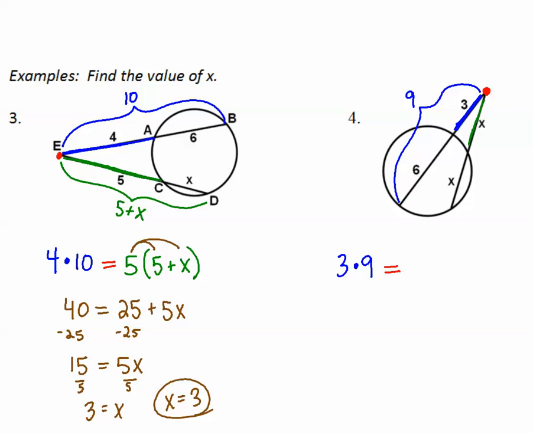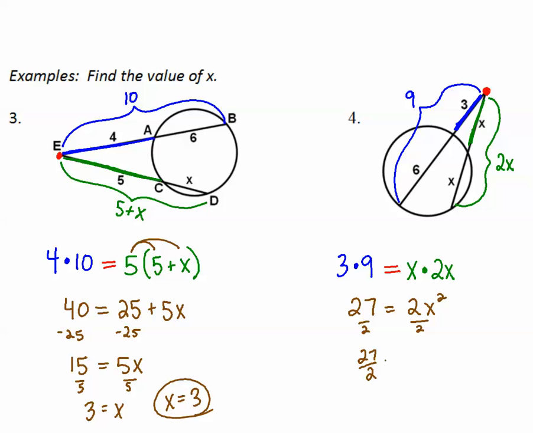The external segment is x. The entire way across, the secant segment is x plus x, 2x. So times 2x. I don't put parentheses when I don't have a plus there. So on the left, 3 times 9 is 27. On the right, 2x times x is 2x squared. Before we deal with the squared, I divide both sides by 2. So x squared equals 27 divided by 2.